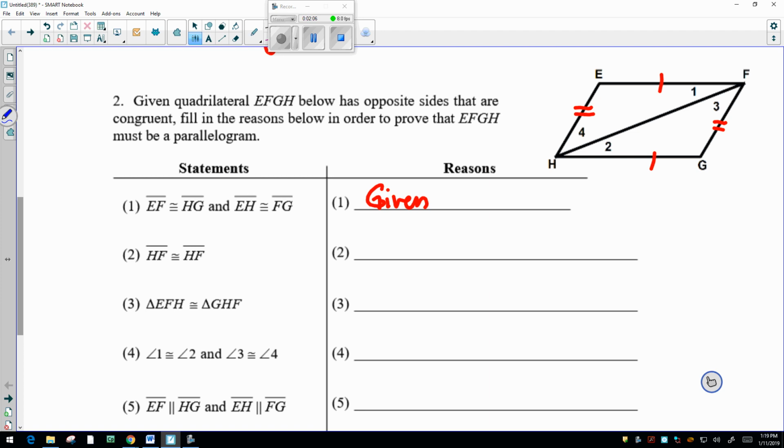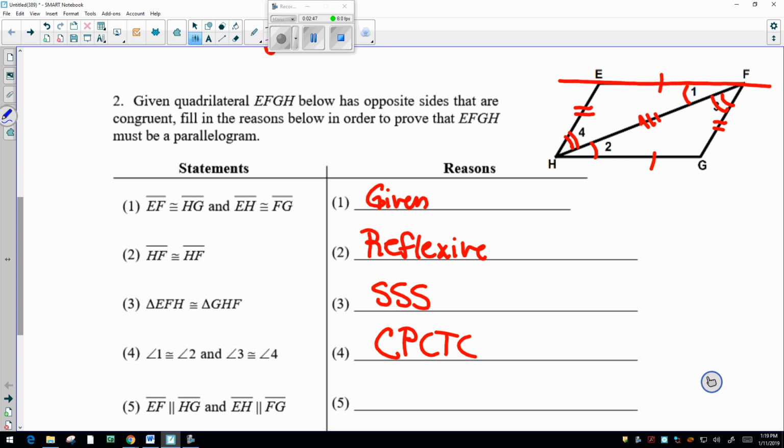Looking at number 2, saying HF is congruent to itself, well, that's your reflexive property. And if I look at those triangles, we can say they've got to be congruent because of side, side, side. So in our last unit, we said if triangles are congruent, then we know parts have to be congruent. The parts we're specifically looking at here are angles 1 and 2, and then angles 3 and 4. That is CPCTC: corresponding parts of congruent triangles are congruent. So if I focus on angles 1 and 2, I can see they are congruent, which they are.